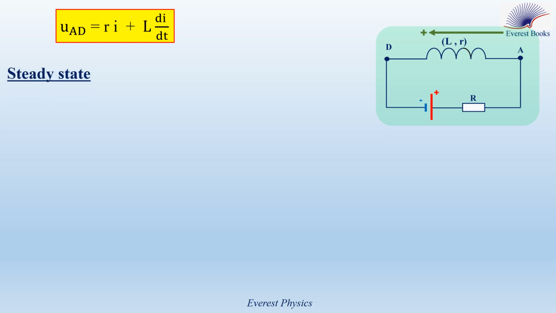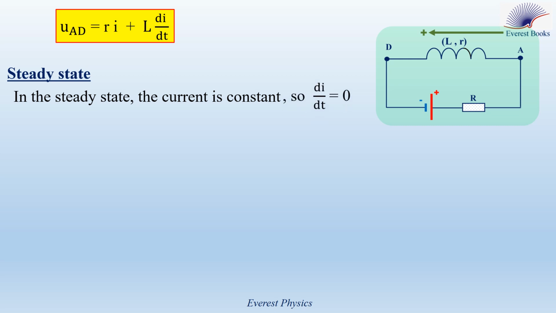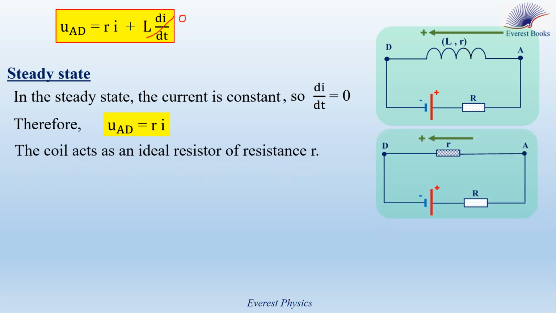Steady state. The previous video shows that the steady state is attained when the current becomes constant. So di by dt, or the derivative of the current with respect to time, becomes equal to 0. If we replace di by dt by 0 in this expression, the potential difference across the coil in the steady state is equal to R times I. But we know that the potential difference across a resistor is equal to Ri. So we can conclude that the coil acts as an ideal resistor of resistance R in the steady state, as shown on the figure.